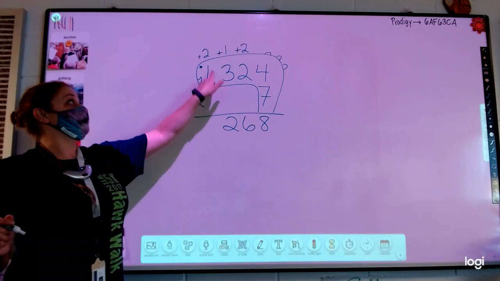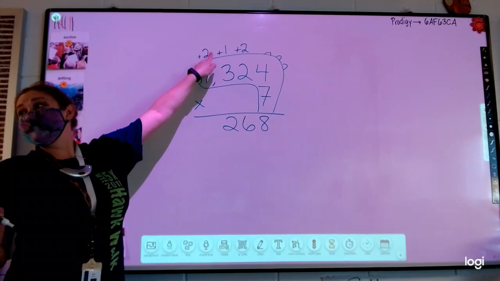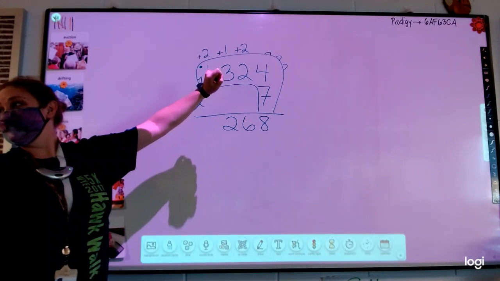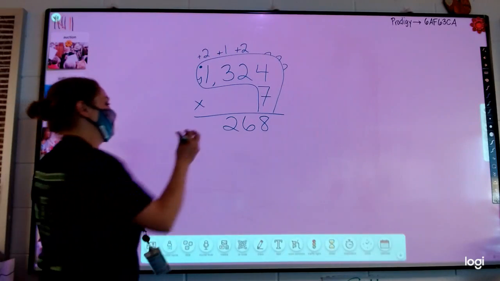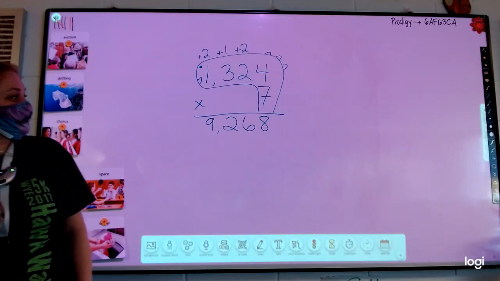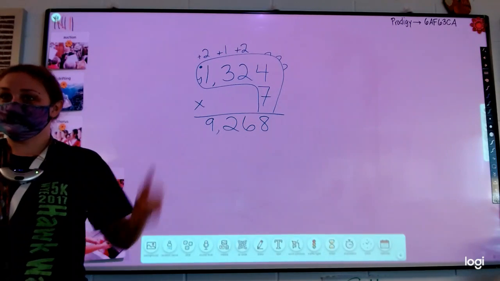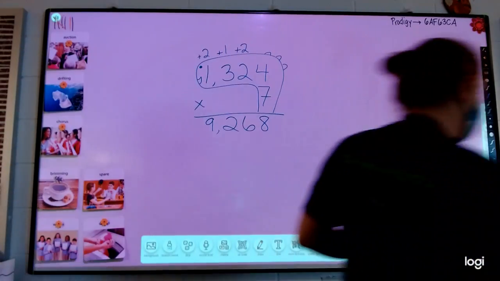So 7 plus 2 would be? 7, 8, 9. Yes. All right. 9,268. All right, nice job. Let's do another.